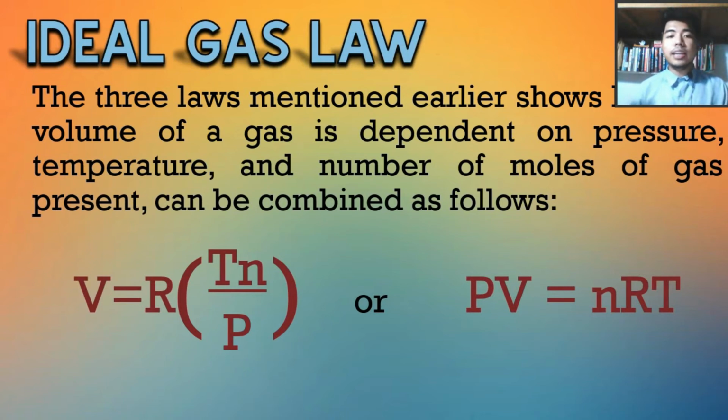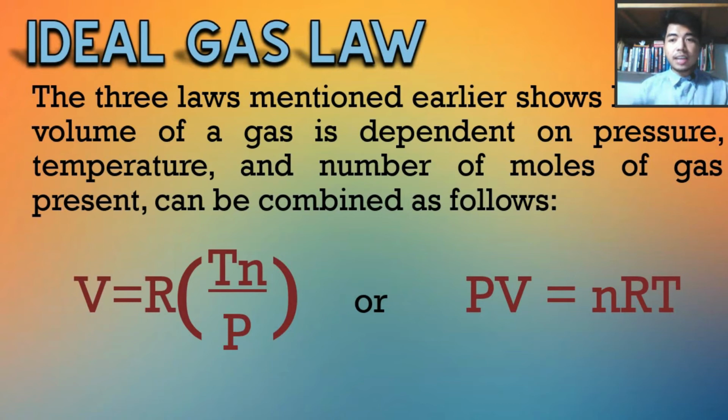Now, in the case of the ideal gas law, the three laws mentioned earlier show the volume of a gas is dependent on pressure, temperature, and number of moles of gas present, and can be determined and combined as the following. Okay? Whenever we're talking about these three laws, it simply means Boyle's law, Charles' law, and Avogadro's law. But once again, we should never forget the presence of Gay-Lussac's and the combined gas law.